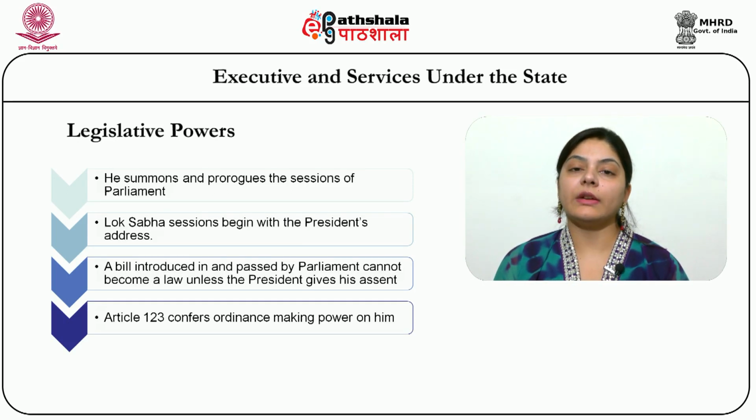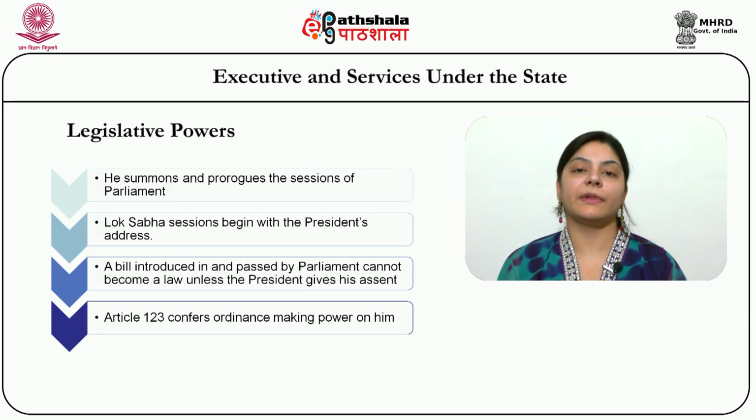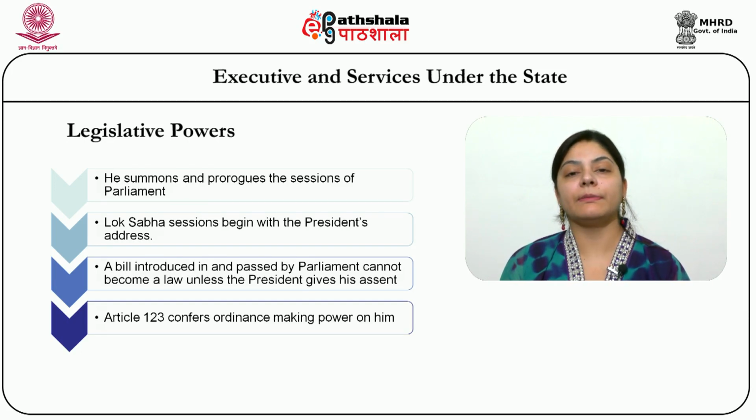Likewise, Article 123 of the Indian Constitution confers ordinance making power on him. This power he can exercise when both the houses of Parliament are not in session and there is an emergent situation and a law is required to be made to cater to that situation. Since Parliament is not in session, this power is conferred on the President to make a law. The rules and regulations made by the President to satisfy this requirement are called ordinances.